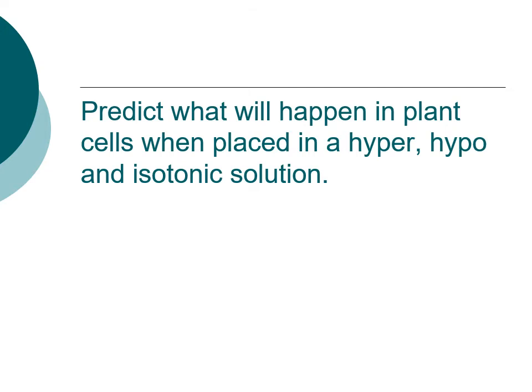So now predict what will happen in plant cells when placed in hyper, hypo, and isotonic. You know about what happens in animal cells. We looked at human red blood cells, but what about plant cells with their rigid cell wall? Why don't you pause the video a minute to think about it?